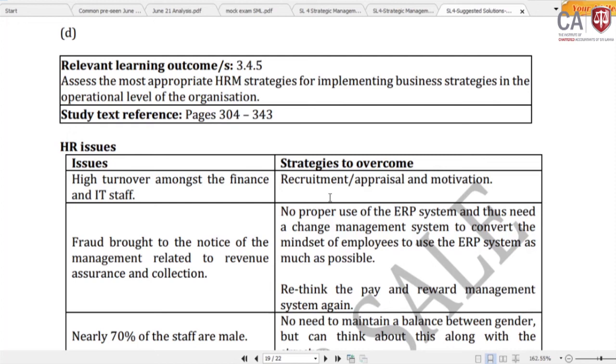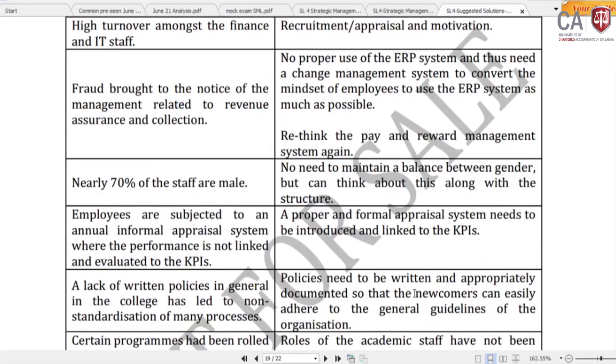Board notice of the management related revenue assurance and collections. So, here what is the solution they are giving? No proper use of the ERP system, yes, that was given, and thus need to change management system, convert the mindset of employee to use the ERP system as much as possible, right. Rethink the pay and rewards management system again, right. So, yes, apply of ERP may be helpful to reduce the frauds.